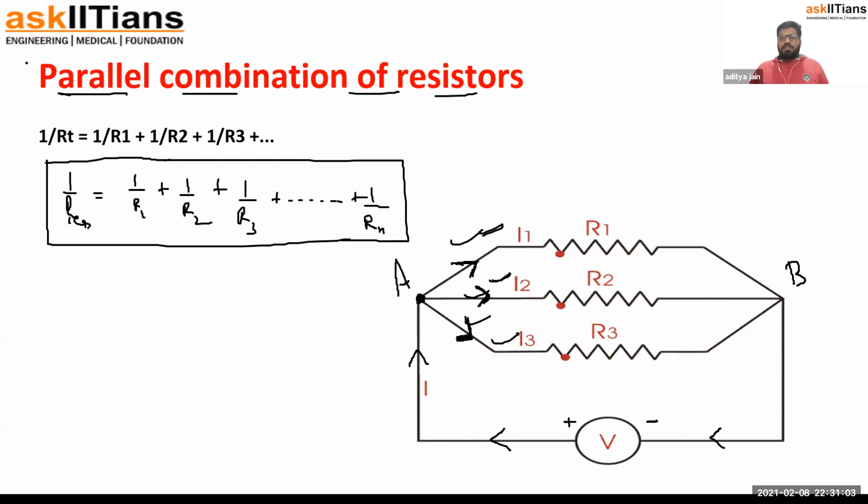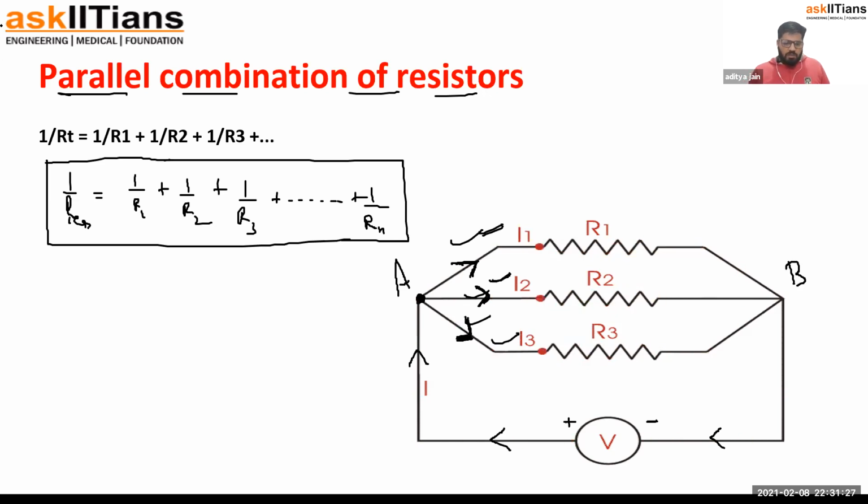So can I say that 1 by R equivalent, the reciprocal of the equivalent resistance in a parallel combination, is equal to the sum of the reciprocals of the individual resistances? So 1 by R1 plus 1 by R2 plus 1 by R3 up to 1 by Rn. I hope this is clear.